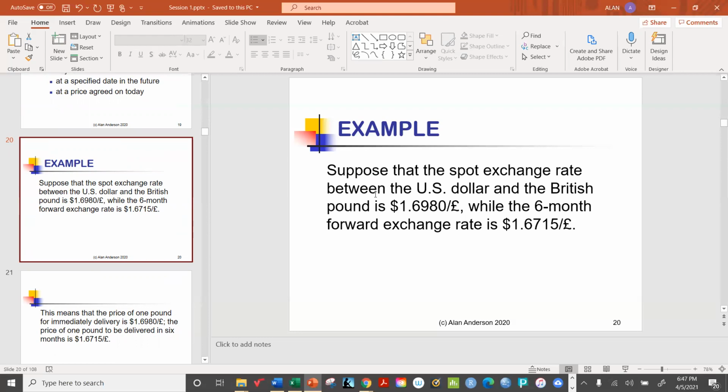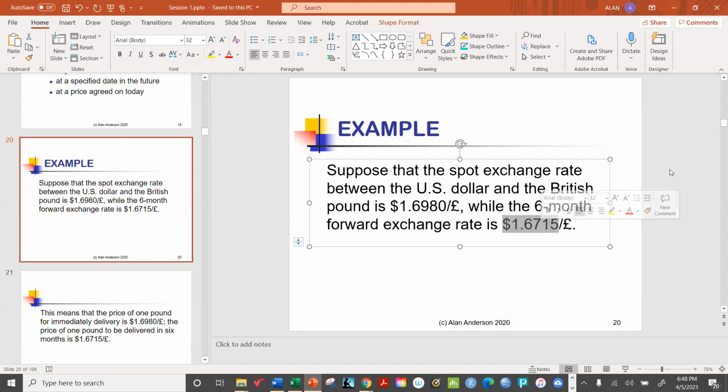Now, what does that mean? Now, this is the number that you pay. Let's say you go to London and you don't have any pounds in your pocket. So you go up to the local bank and say, here's dollars, please give me pounds. This is how much they'll charge you for those pounds. On the other hand, if you decided to enter into a 6-month forward contract to buy British pounds or sell them, this is the price that you will either pay or receive. So that's the price at which you can arrange for future delivery of the British pound.